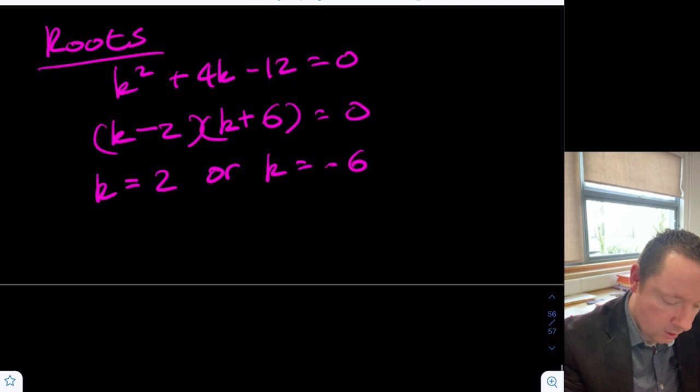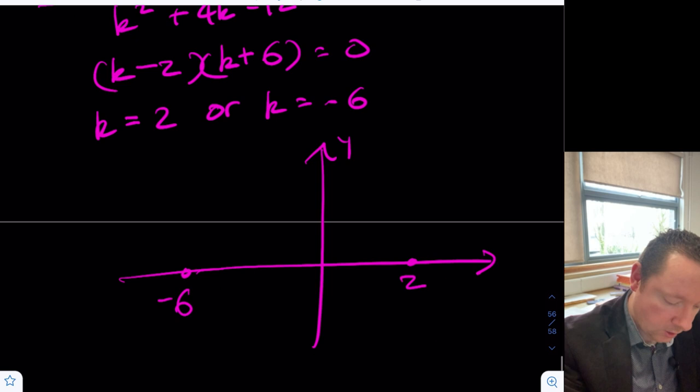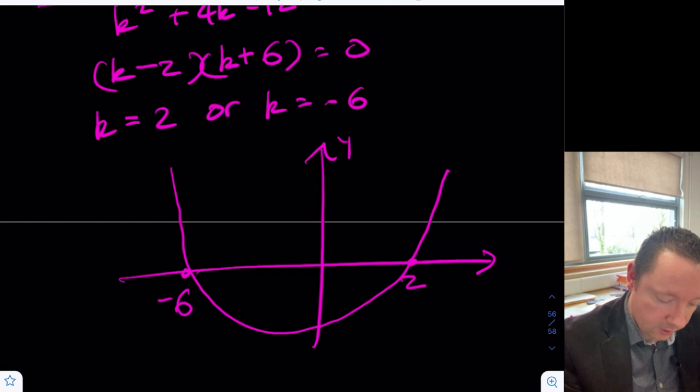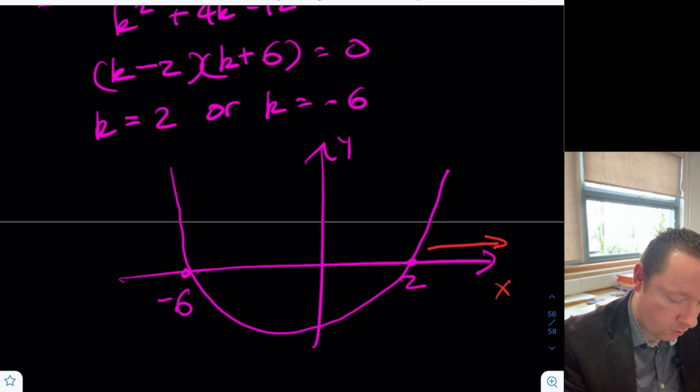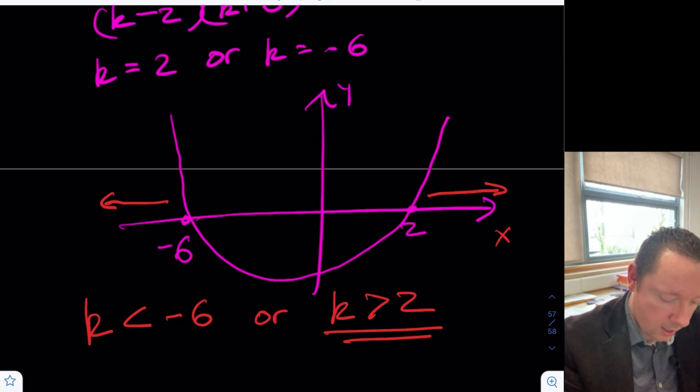Drawing a quick sketch then of that graph, we get 2 is over here somewhere, minus 6 over here. It's a positive k squared, so it is a happy face. We don't need the turning point or anything because we're just looking to see when is this bigger than 0. Well, it's bigger than 0 above the x-axis, so over this side, it's always bigger than 0, and over this side, it's always bigger than 0 as well. So our final answer is k is less than minus 6, or k is bigger than 2. And we're done there.